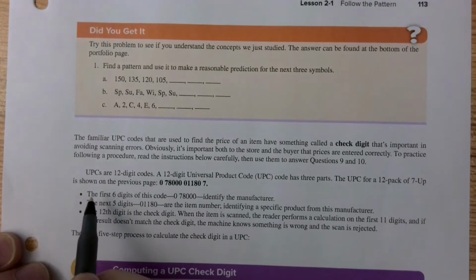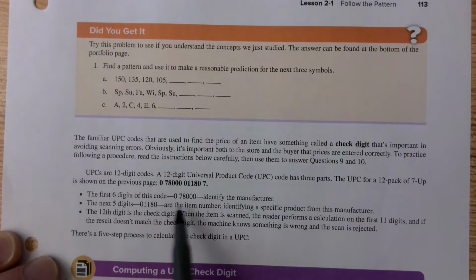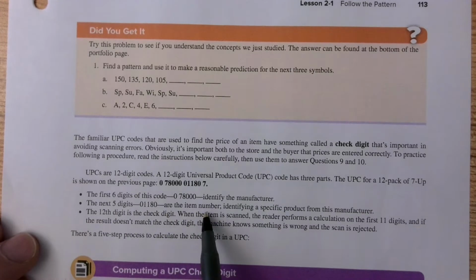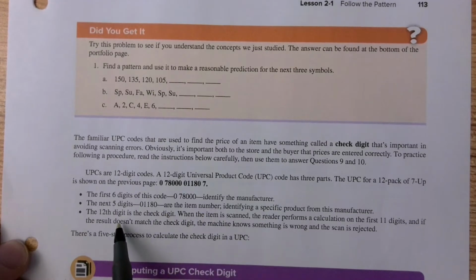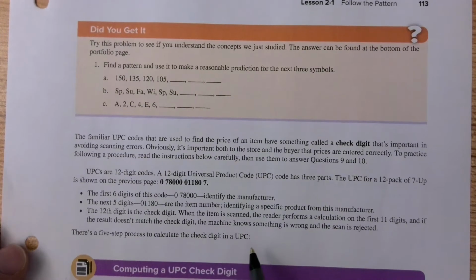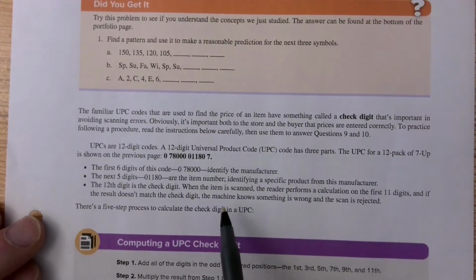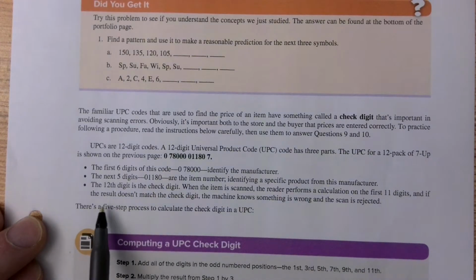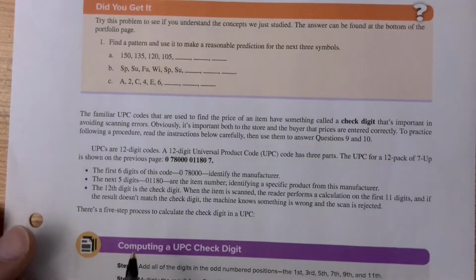So here's just kind of the identification of what's happening. The first 6 digits identify the manufacturer. The next 5 digits are the item number. And then the 12th digit is the check digit. So when the item is scanned, the reader itself performs a calculation on the first 11 digits. And if the result doesn't match that check digit, there's something wrong, and so the scan is rejected.